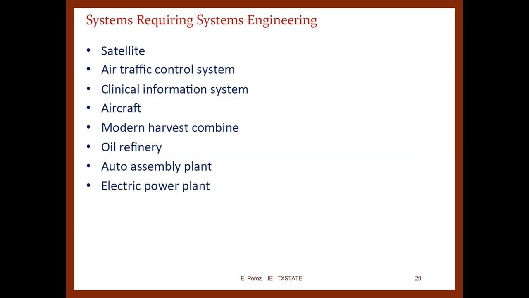So some additional examples of systems requiring systems engineering are listed here: satellites, air traffic control systems, clinical information systems, this is from a healthcare perspective, aircraft, modern harvest combines, refineries, auto assembly plants, electric power plants.